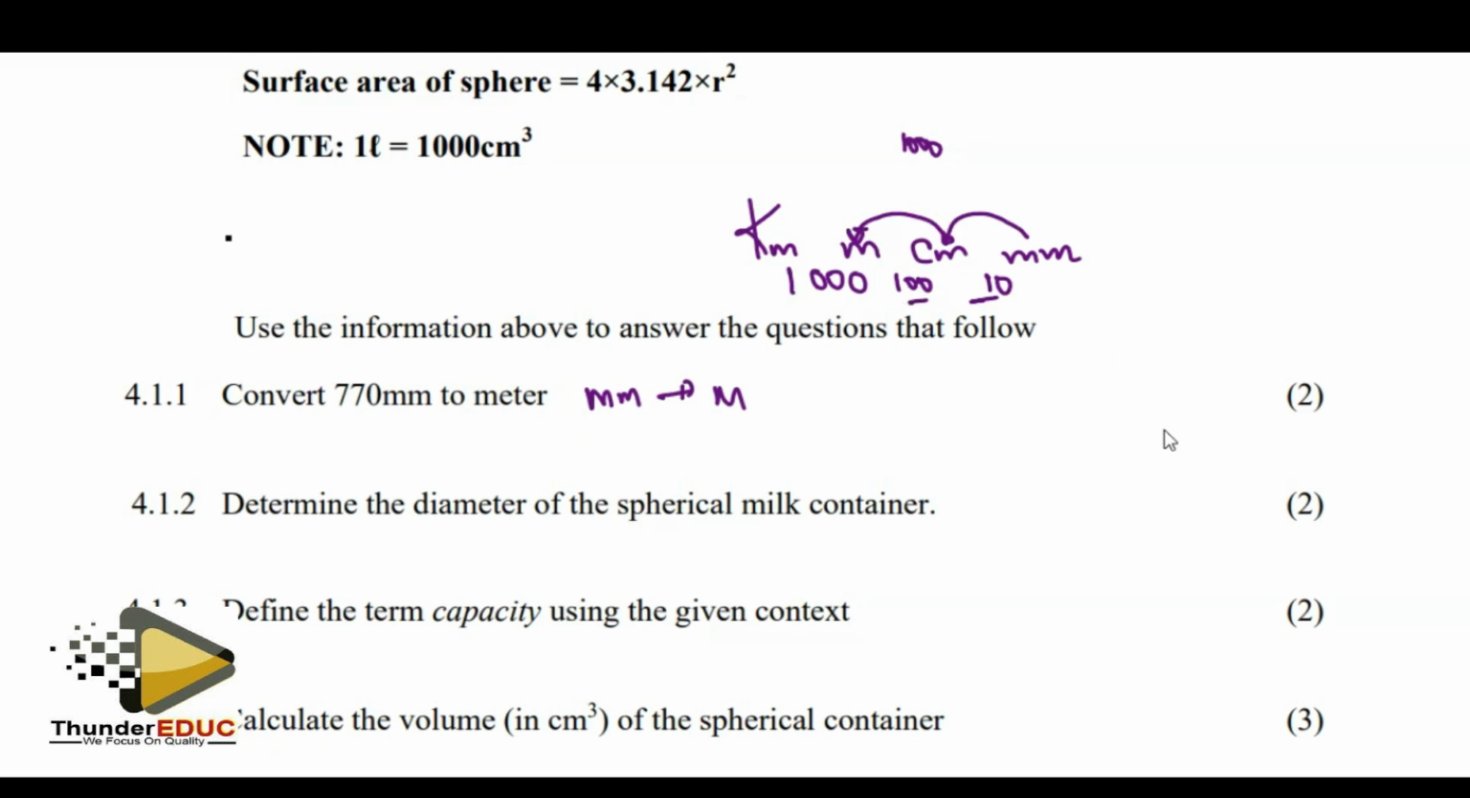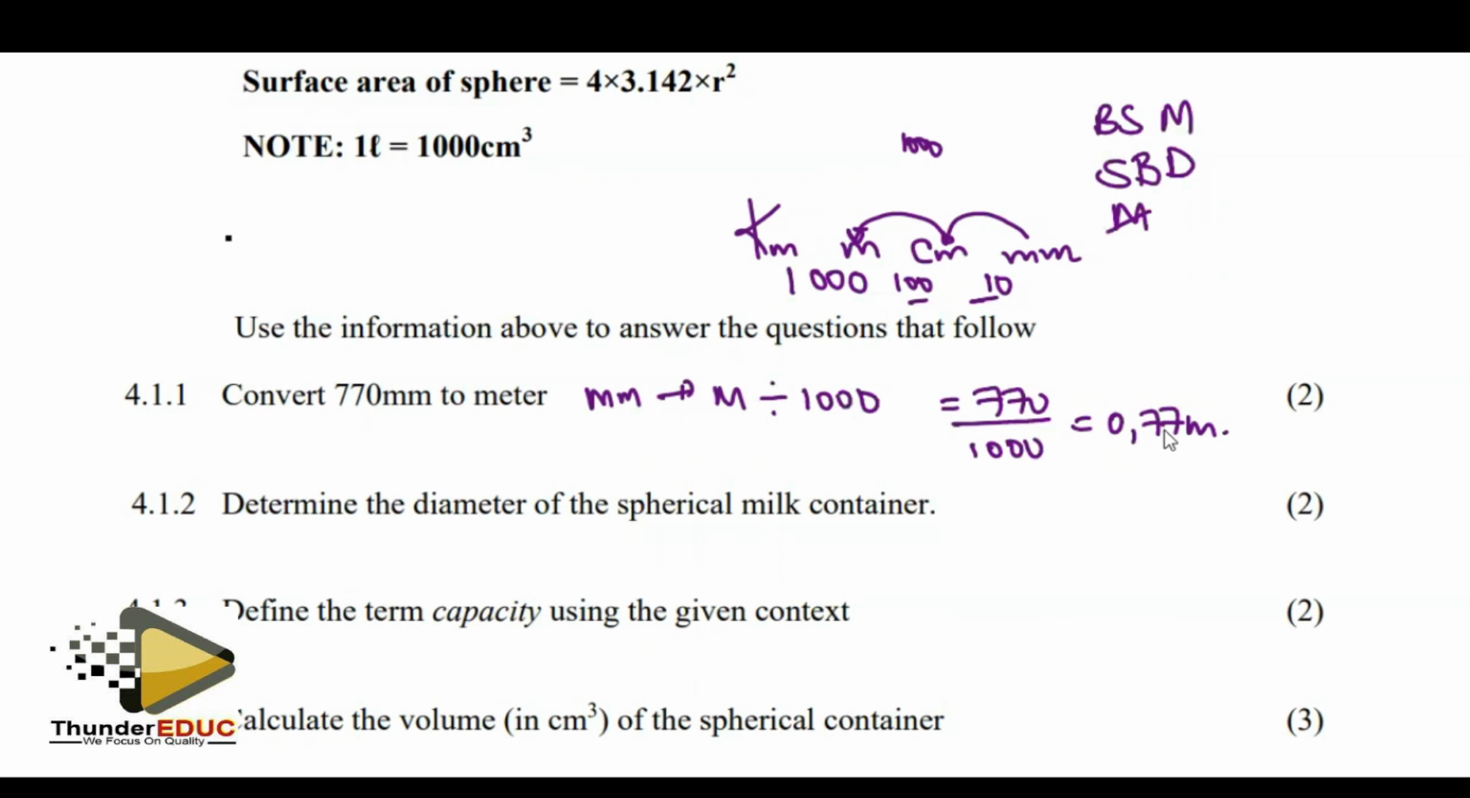So what you're going to do, remember we said small to big, we need to divide, whereas big to small, we need to multiply. So we are from small to big, we're going to divide. Millimeters to centimeters to meters, we need to divide by 1,000. So we shall get 770 divided by 1,000. The answer becomes 0.77 meters.